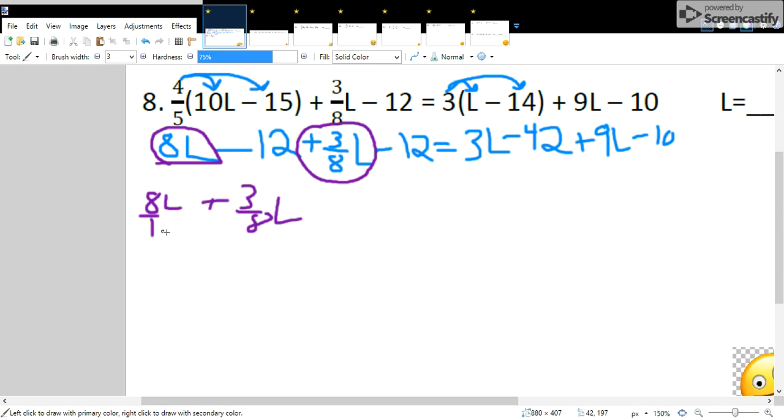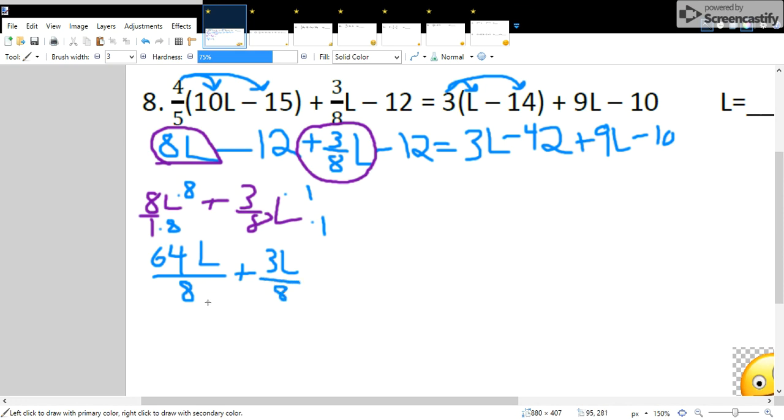So 1 times something will give you 8. 1 times 8 would give you 8. So we'll go ahead and multiply the top and the bottom by 8. And then 8 times 1 would give you 8. So we'll multiply these by 1. Well, 8 times 8 is 64. And 8 times 1 is 8. So we have 64L over 8 plus 3L over 8.